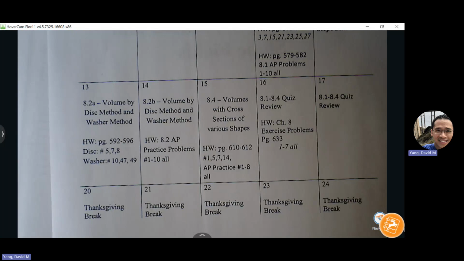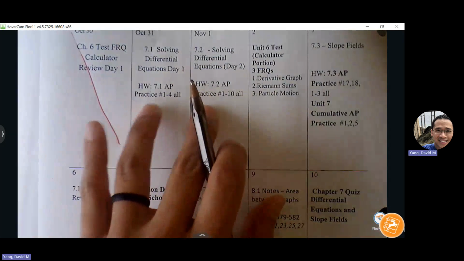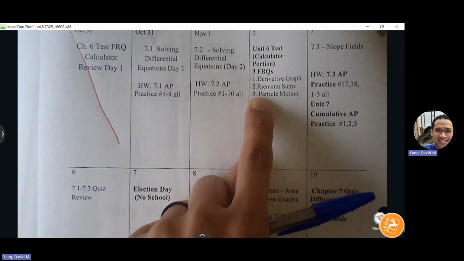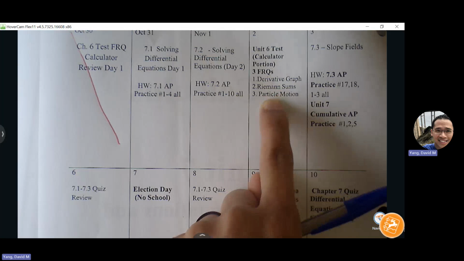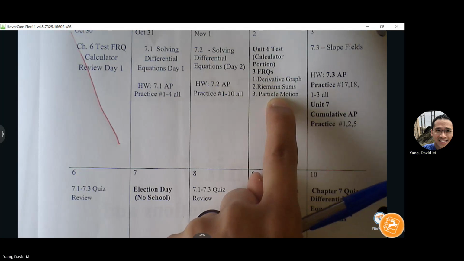I wanted to end this semester with AB topic FRQs, so that we can end our AB content unit and then start our BC content in January. Hopefully we'll still have time to review some of the FRQs that you're going to see on Thursday. Again, it will be a derivative graph, a Riemann sums, and a particle motion. Okay, so let's go to page 1.